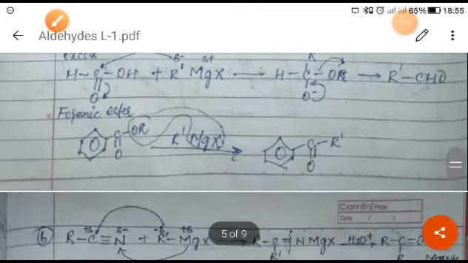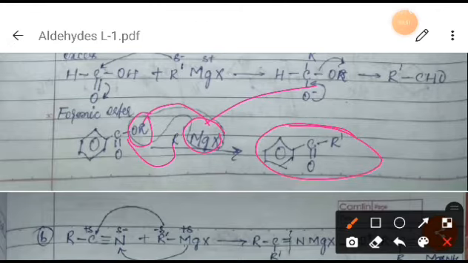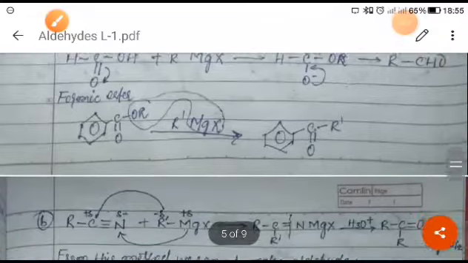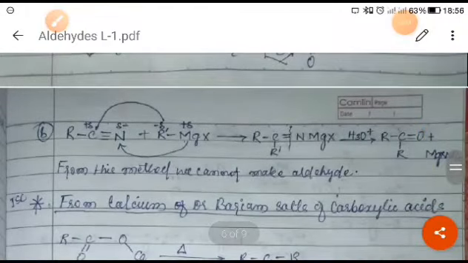Now one more example is for ketone. When we talk about the example of ketone, here we can see this RMgX is reacting with this and it will take out this, right? And after that, this R will go and attack this carbon and it will form ketone here, right? So it is very easy, as you can see, the reaction is very easy. So this was about the preparation from Grignard reagent.